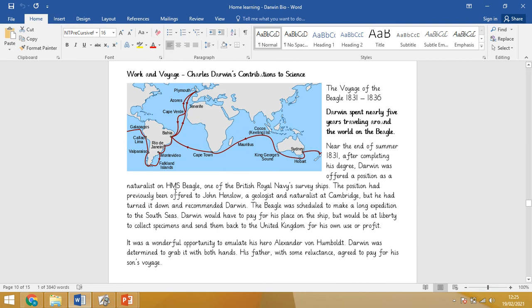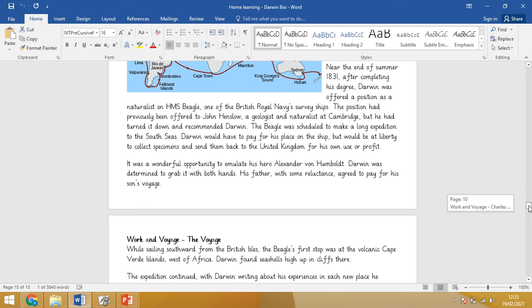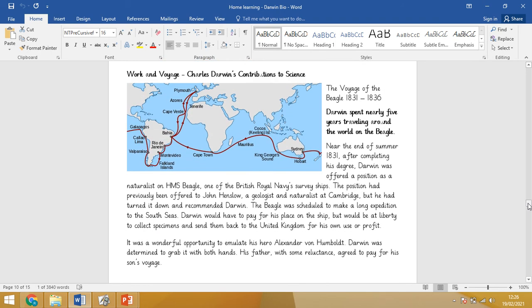So as you can see here, this is the voyage that he went on. After he finished his degree in 1831, he was offered the position as a naturalist on the HMS Beagle. Well, it was one of his friends, John Henslow, who informed him about it. John Henslow was a geologist and naturalist at Cambridge, but he turned it down and suggested Darwin go instead.